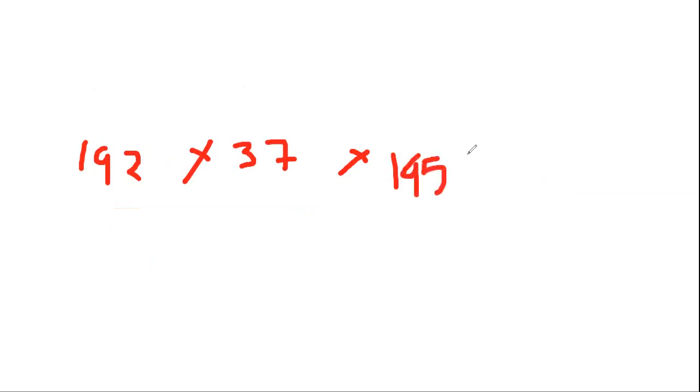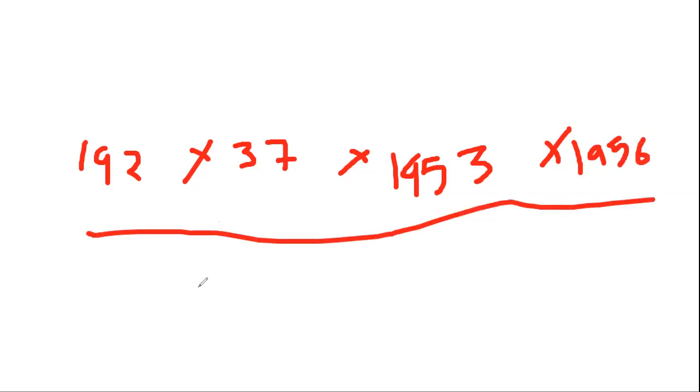Let's suppose if I write 192 multiplied by 37 multiplied by 1953 multiplied by 1956, and then you are dividing it by 19. So tell me the remainder.